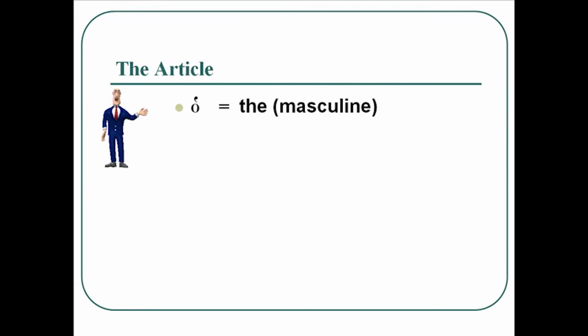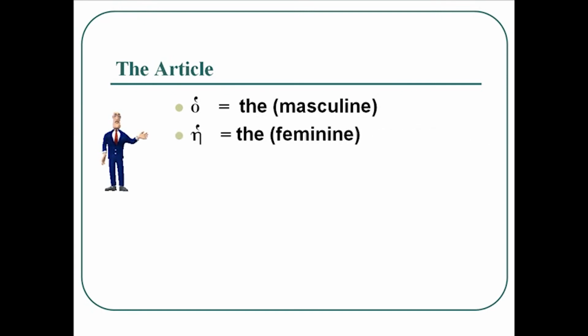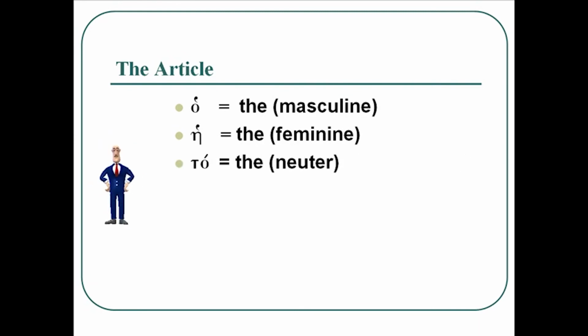Ho is the nominative form of the article, "the," which is masculine. So we've seen on some of the nouns already that it has "ho" after it, which indicates that this noun is masculine. He is for the feminine forms. We'll learn those in the next chapter. To is the article for the neuter gender.